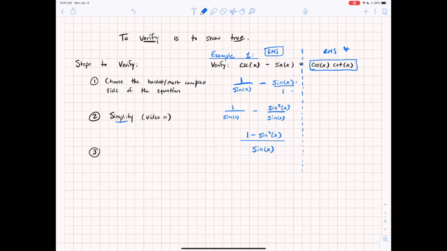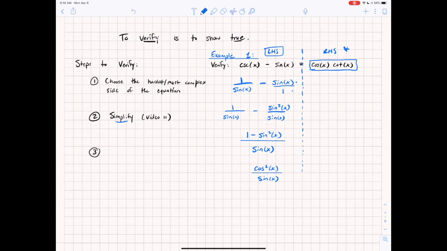And then now thinking through my simplifying steps again, step 1 says if you see a power of 2, you want to think Pythagorean. So I have 1 minus sine squared. Well, according to Pythagorean, that is cosine squared. This is all over sine. And so now I'm here.